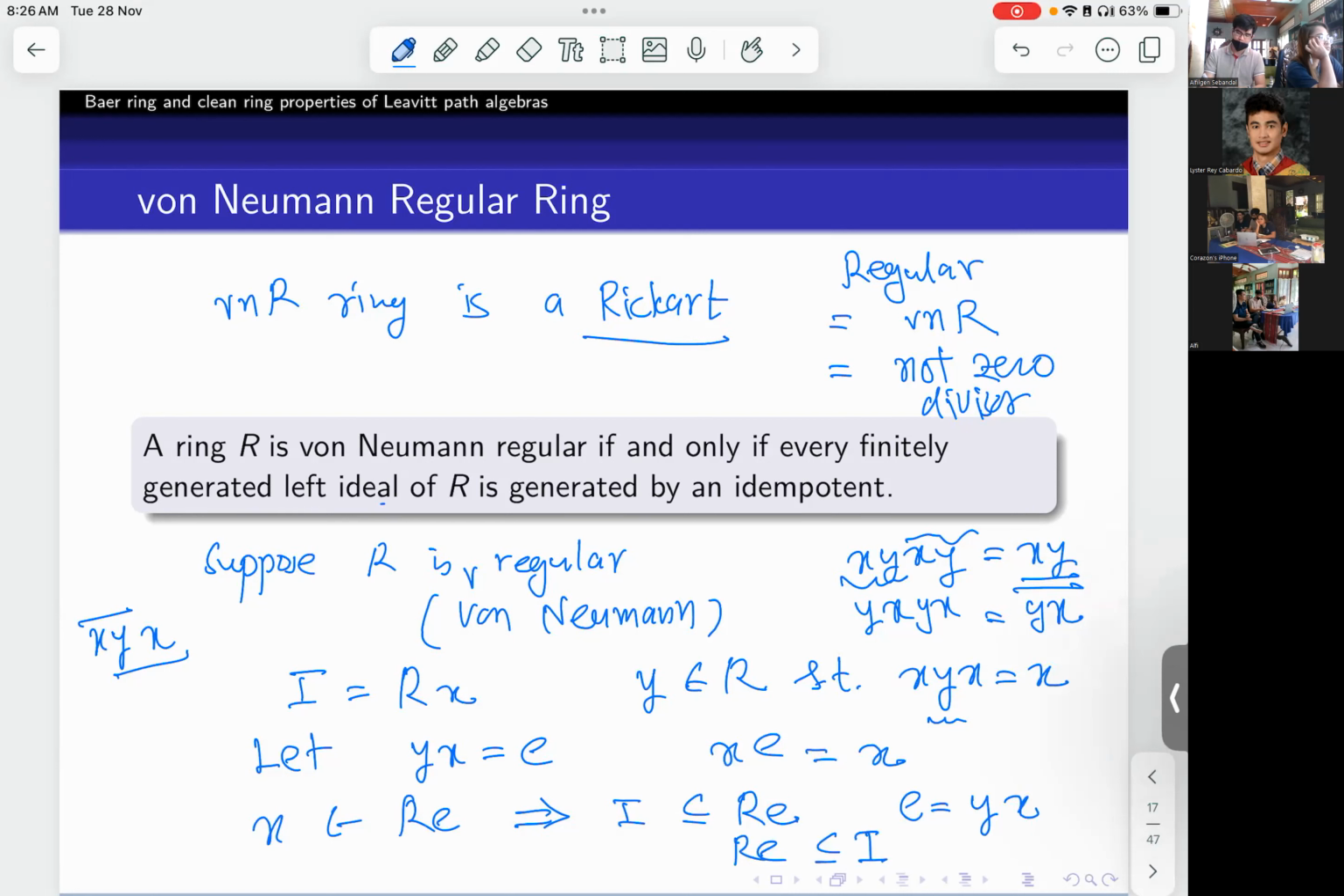That is generated by a single element. A principal ideal is generated by an idempotent. We will not go into the finitely generated case. It requires a similar technique. But what I want to convey is that a von Neumann regular ring is a Rickart ring.